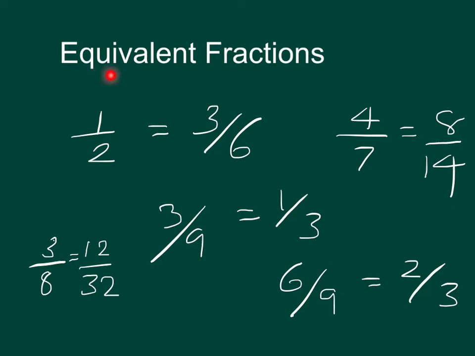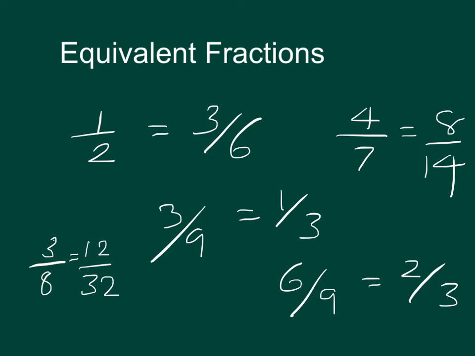In this short video, we're going to look at equivalent fractions. Here are some fractions that are equivalent. A half is equal to 3/6. 4/7 is equal to 8/14. 3/9 equals a third. 6/9 equals 2/3, and 3/8 equals 12/32.